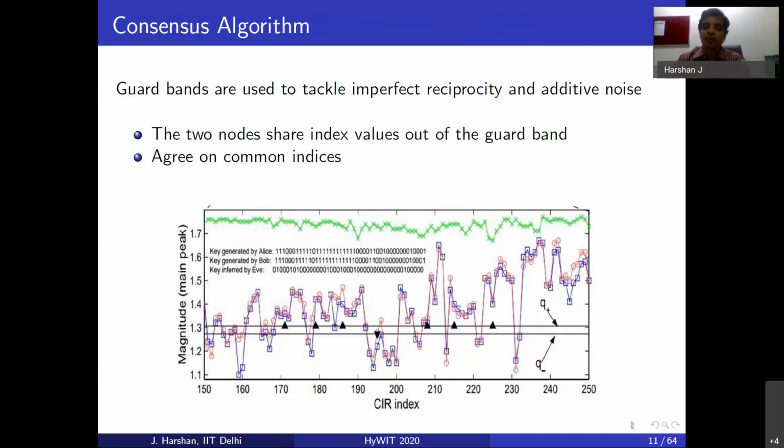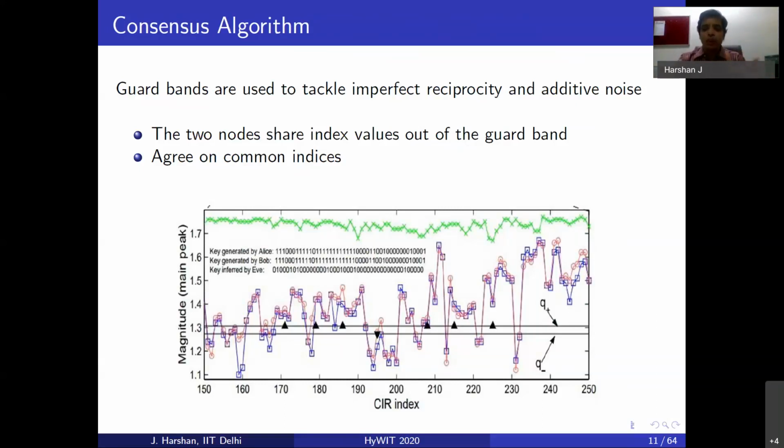So there is some amount of tension here. If you want to reduce the error between the bits at the two ends, then you will have to increase the guard band, which means the total number of samples in consensus would be low, and this in turn would affect what is known as the secret key rate, which is basically the number of bits that you could extract in a given amount of time.